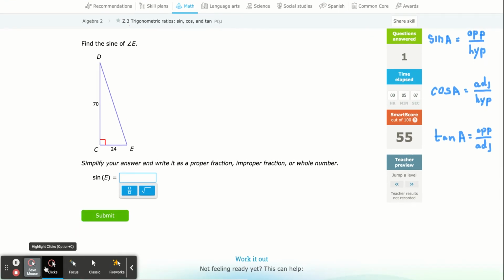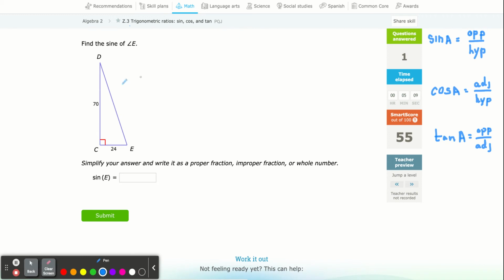Hopefully you all remember Pythagorean's theorem. A squared plus b squared equals c squared, and we've had that lesson recently, so I'm going to do 70 squared plus 24 squared equals the hypotenuse squared. I'm going to now grab my calculator and do that. Now I just quickly did that, found out that the hypotenuse's length is 74, and now I'm going to find the sine of E. E is this angle.